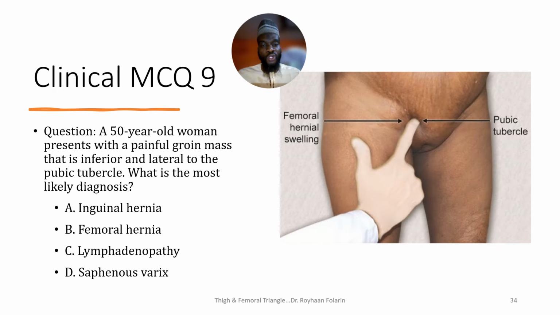So our concluding question is about a 50-year-old man who presents with a painful groin mass that is inferior and lateral to the pubic tubercle. What is the most likely diagnosis? Inguinal hernia, femoral hernia, lymphadenopathy, or saphenous varix?